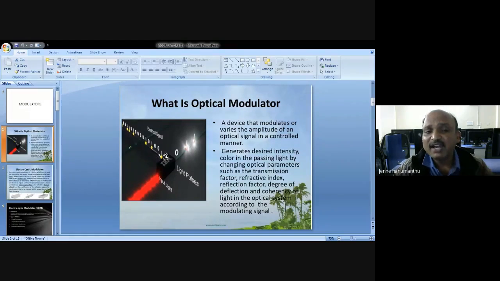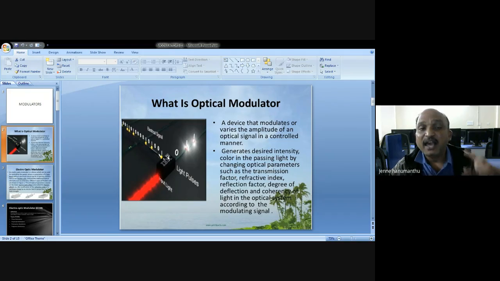So if it is in our hand, we can increase the current or increase the voltage, decrease the voltage or decrease the current as per our requirement, so that it will affect the light amplitudes, phase, frequency, and intensities, which are going to be modified. So we are using the words optical signal in a controlled manner. Controlled refers to the fact that we can change the voltage so that we can change the other properties of the laser beam. So that is the meaning of optical modulator.